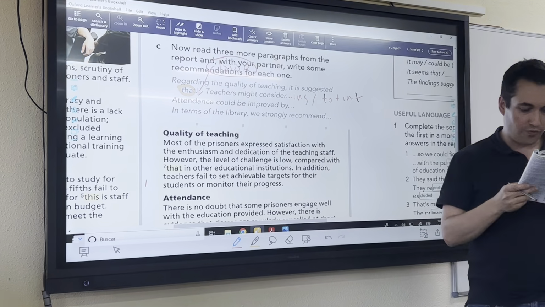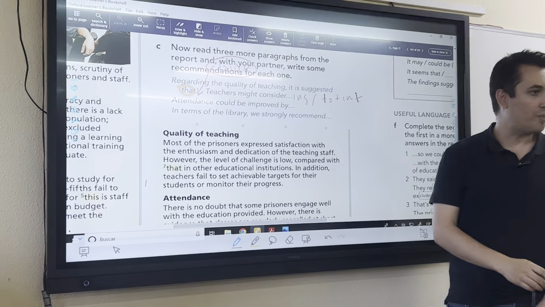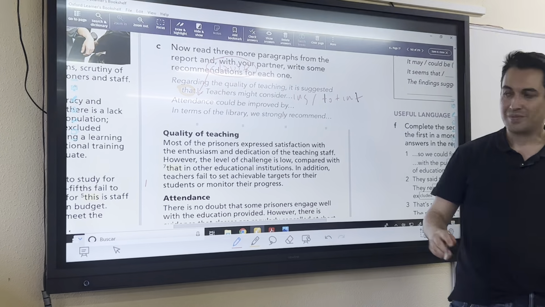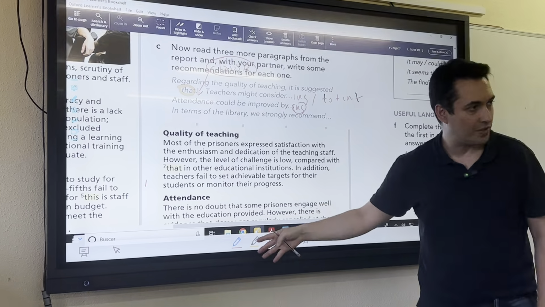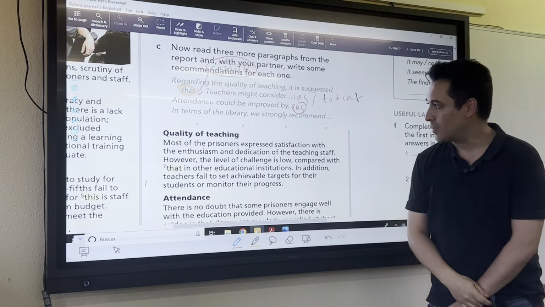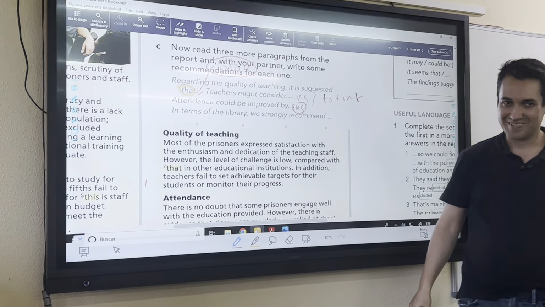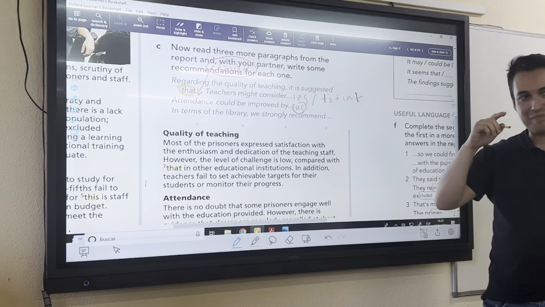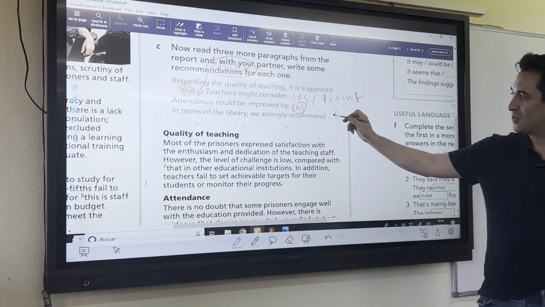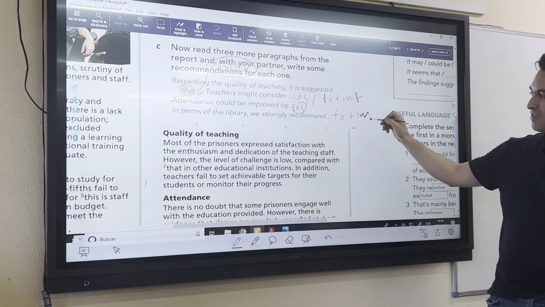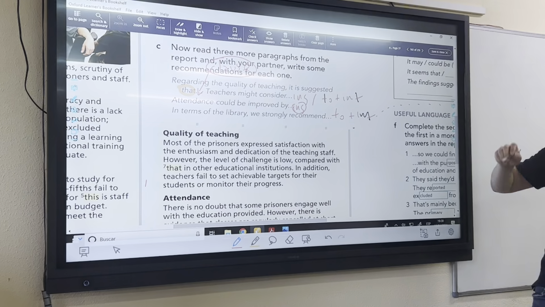Attendance could be improved by, here what do you need? A verb, in which form? Infinitive or ING? ING. So here I want you to complete the sentence with ING, information from the text, yeah? In terms of the library, we strongly recommend, what do you need here? ING? Even better. Recommend doing something, yeah, it's okay. Or also, to plus infinitive. ING is okay. To plus infinitive and then the rest of the sentence, okay?